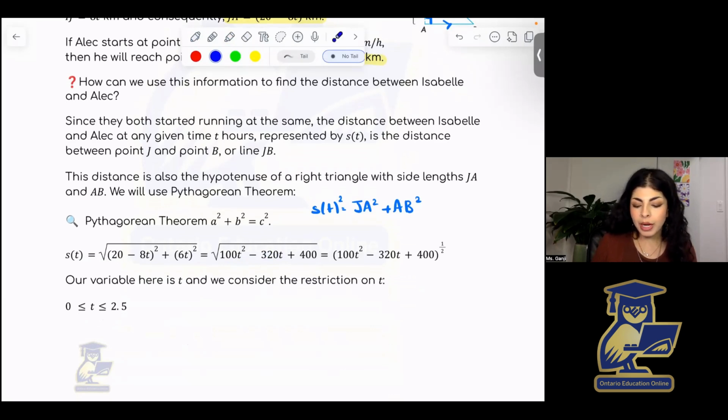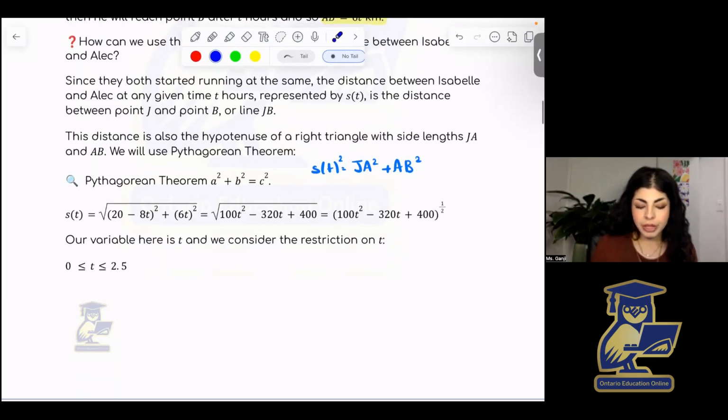And I'm just rewriting this with an exponent of half. And the reason I do this is because we're working with derivatives. So having that, I can apply the power rule and then the chain rule for the polynomial that's inside the bracket. So again, our variable here is t, and we do have a function given in one variable, which is what we wanted to begin with.